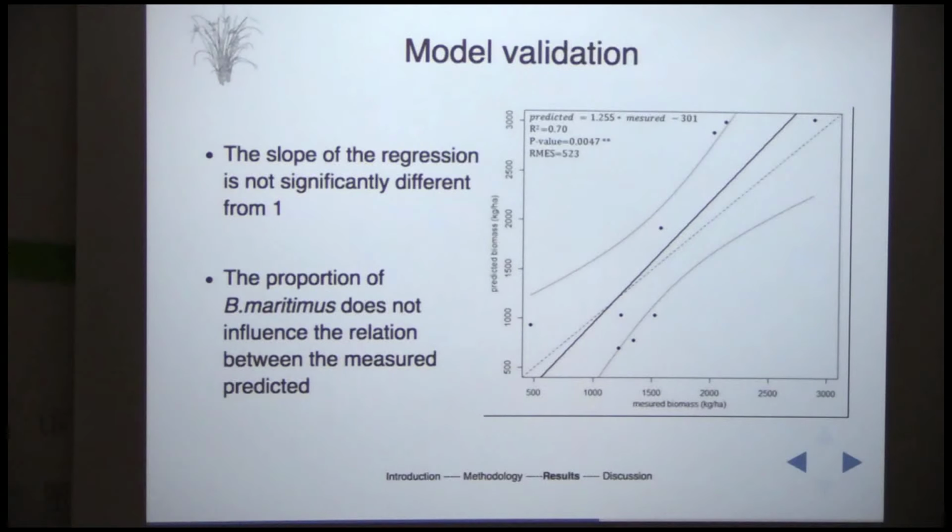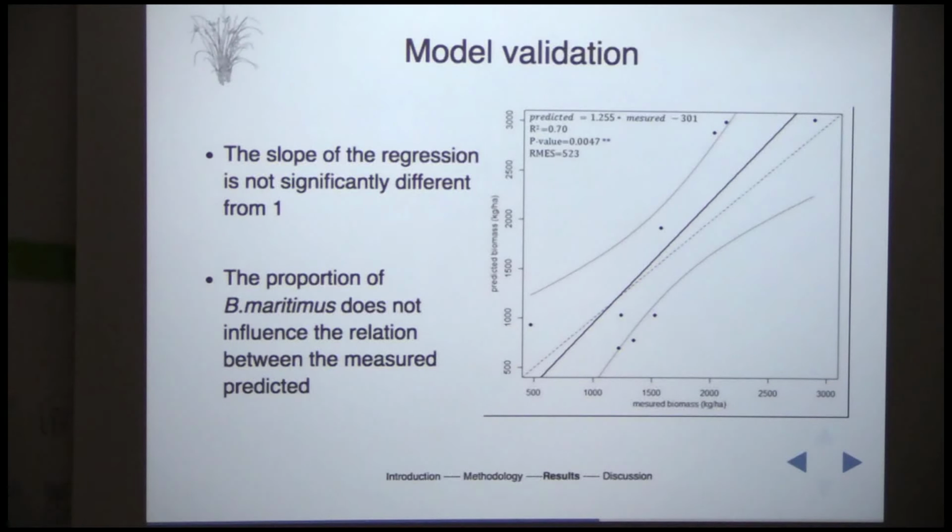And yeah, this is the validation. When we test the measured values with the predicted values, we find a regression that has a fit of 0.7. It's not a great result, but it's enough to say that our model is valid. Here we also test if the slope of this regression line was significantly different from 1, and the result was no. The slope is not significantly different from 1. This means that our model neither overestimates nor underestimates the biomass production.